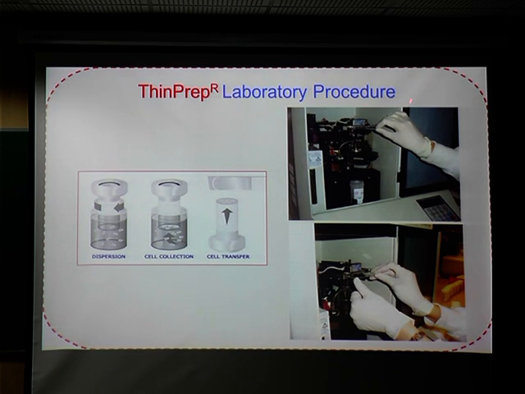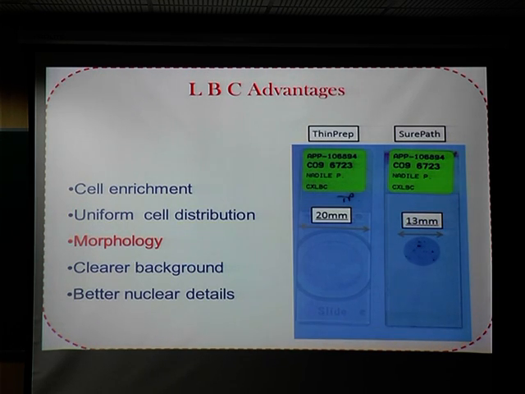You have a single slide processor, which is also known as T2000, or you have a big station which processes around 80 samples together. So that's used for cervical cytology. Now you can see these two preparations. With the ThinPrep you get a diameter of 20 millimeters. With the SurePath you get a diameter of 13 millimeters, and the cells are there in a monolayer.